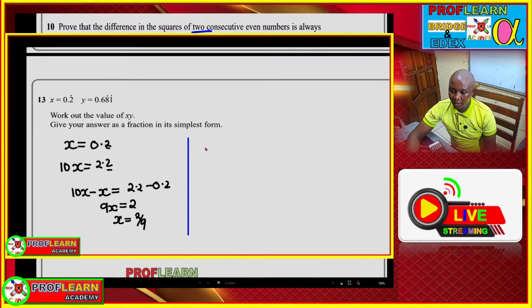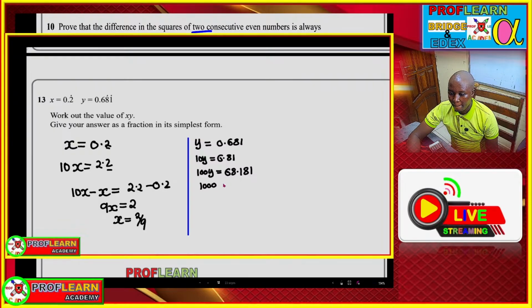And then we have y. We shall say y is equal to 0.681 recurring. We shall shift the digits to the front so that we shall have 10y is equal to 6.81 recurring. Then 100y is going to be 68.18 recurring. Then I'll move to 1000y, and 1000y is going to be 681.81 recurring.